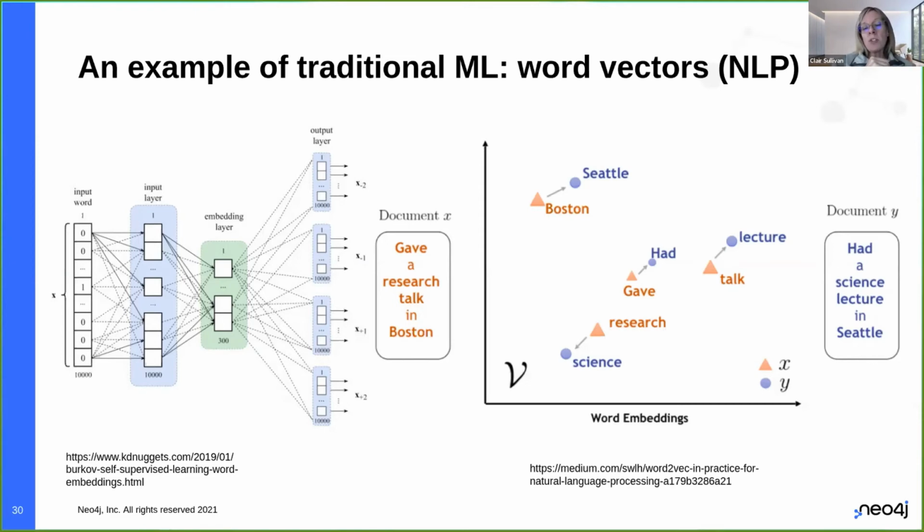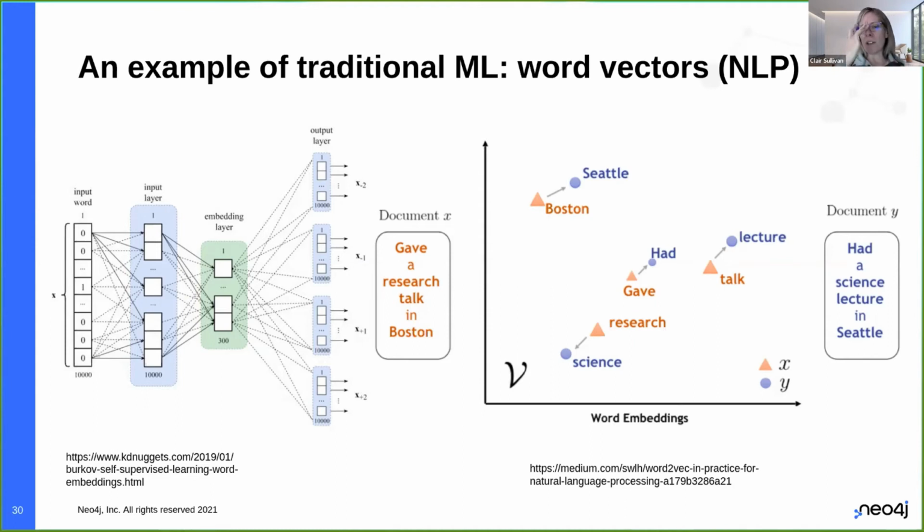And so I'm showing here, we've got this sentence, "gave a research talk in Boston." Okay, and so we're taking those words, we're turning them into numbers, and we're mapping it into an n-dimensional vector space. If I were to take my n-dimensional space and reduce it down to 2 dimensions, I get the figure that I have on the right here. And so I've got some word embeddings now.